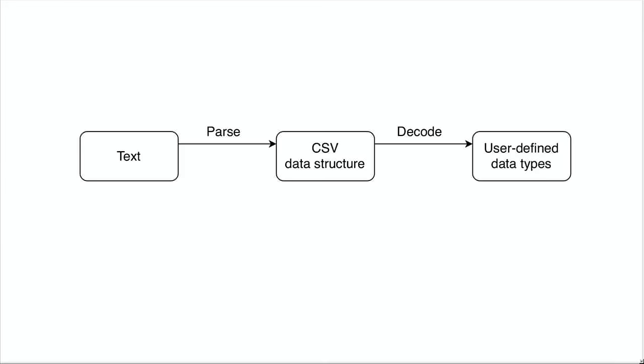So the general structure of a library for handling one of these data formats is there's text, and then we parse the text, and in the middle we get this intermediate CSV data structure. So this is kind of like a syntax tree for the CSV format. And then from there we do what I call decoding. So we pull out these domain-specific user data types that we define that we're actually interested in. Okay, and so I will try to be very consistent with my vocabulary of parsing and decoding.